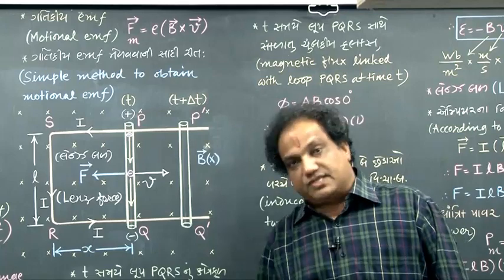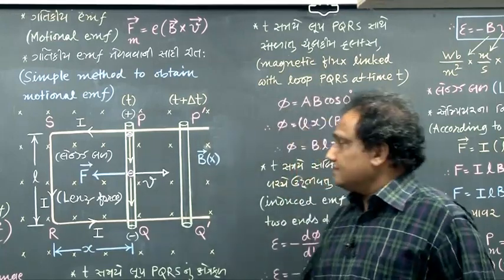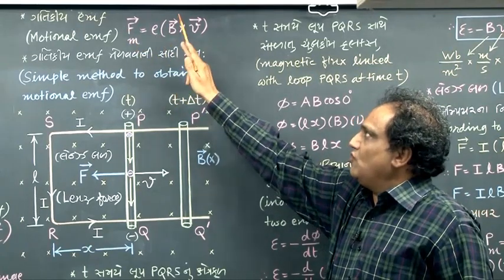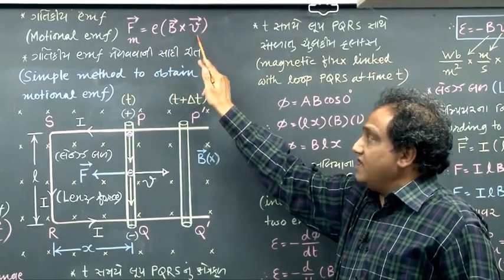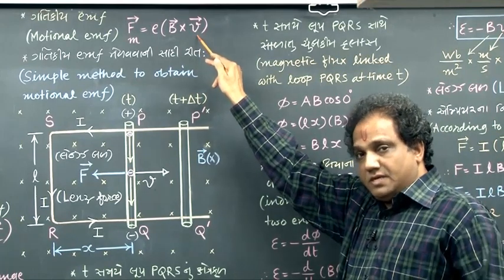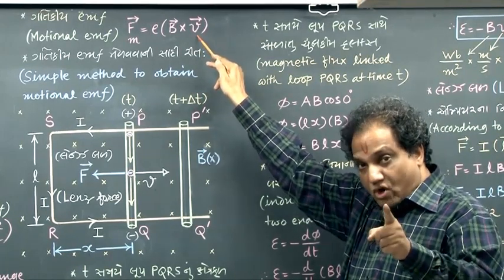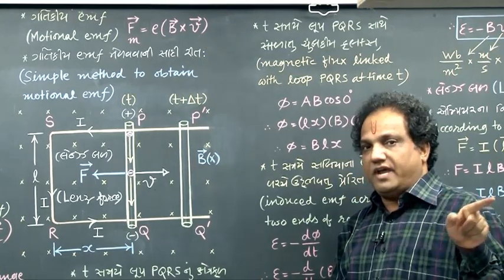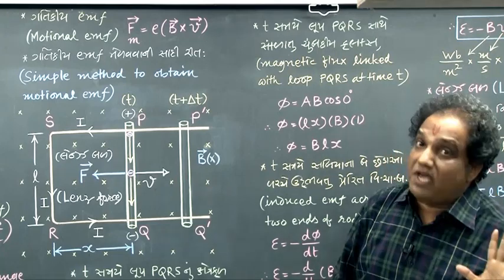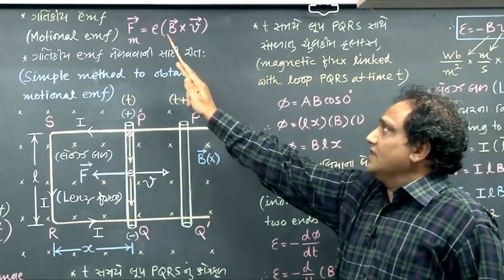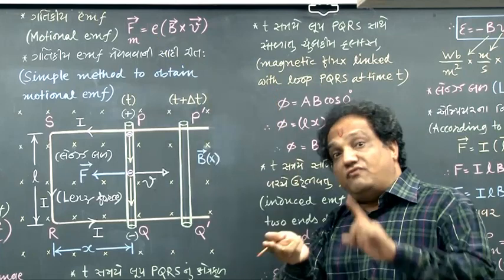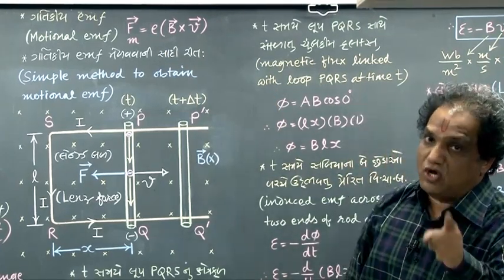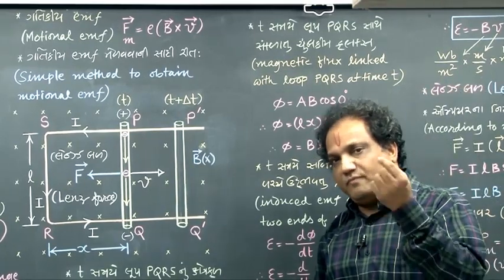It was this formula: vector Fm equals E into vector B cross vector V. Remember? Actually, the original formula was vector Fm equals Q into (vector V cross vector B). Correct? But at that time Q was a positive charge, the magnitude of a positive charge.